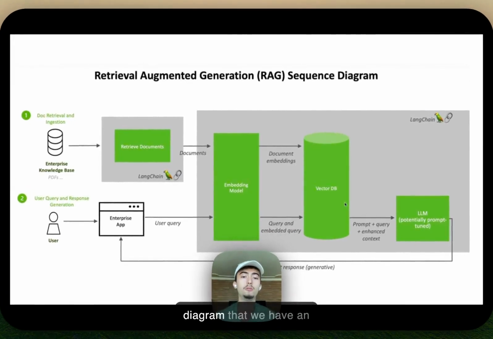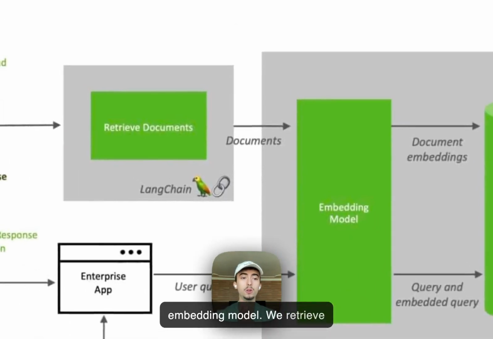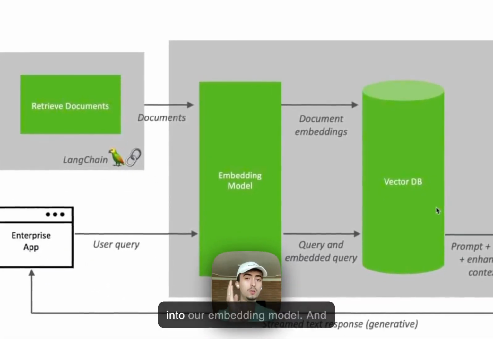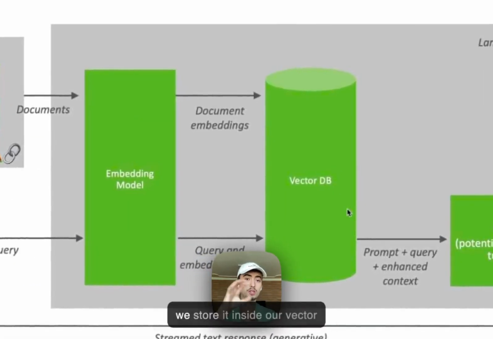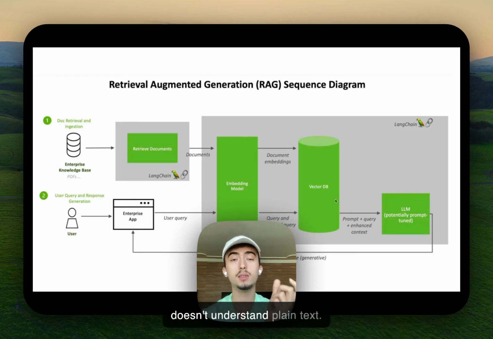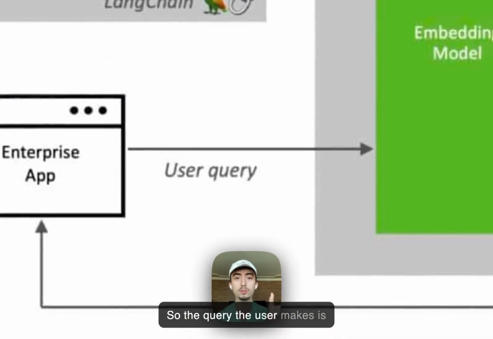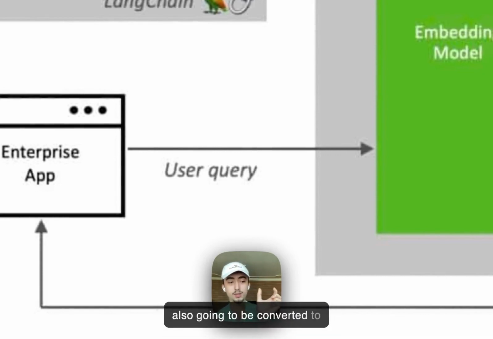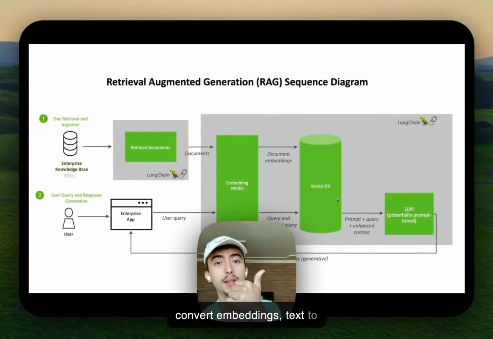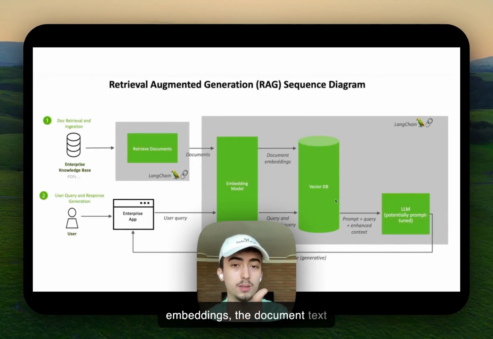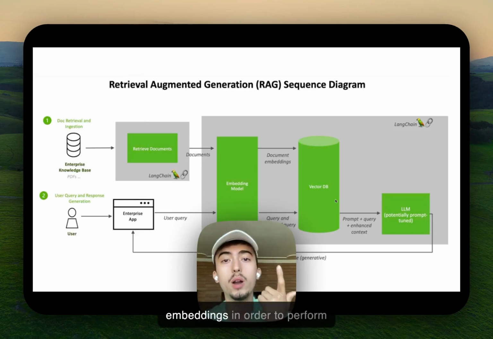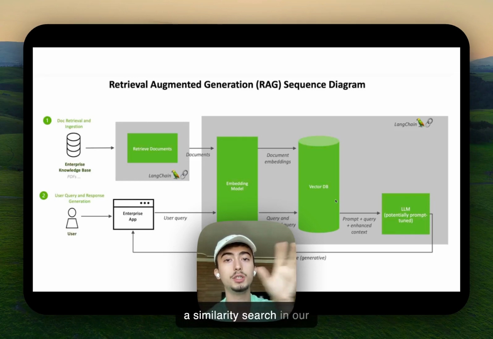So you can see in this diagram that we have an embedding model. We retrieve those documents from our document database. We pass it into our embedding model, and we store it inside our vector database. But hey, the LLM doesn't understand plain text, so the query the user makes is also going to be converted to embeddings. So we gotta convert text to embeddings, the document text to embeddings. We have to convert the user query to embeddings in order to perform a similarity search in our database.